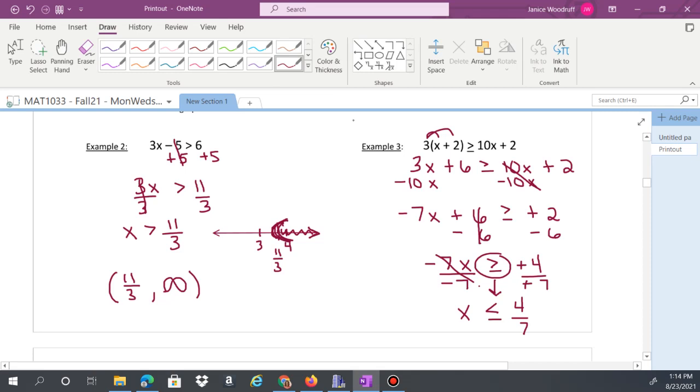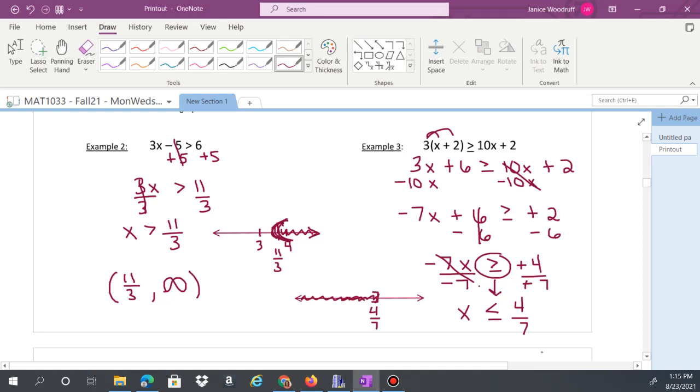Okay, so now let's do a number line. And we'll have 4 over 7, that's in between 0 and 1. So let's just mark 4 sevenths to make it easy. Is that going to get a parentheses or a bracket? That will get a bracket. And we're going to the left for the bracket. We are less than.